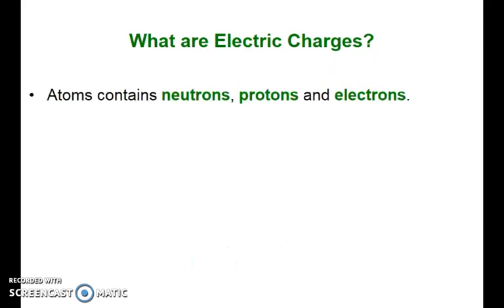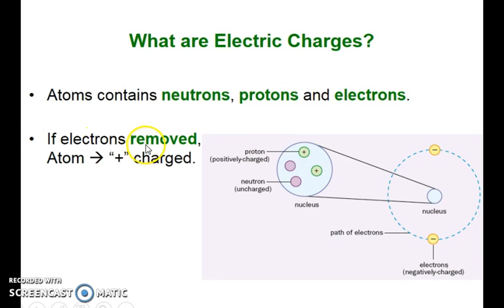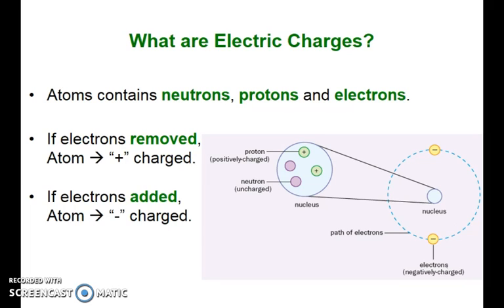As you know, atoms consist of three main things: neutrons, protons, and electrons. If I remove electrons, my atom becomes positively charged, because with electrons removed there are more positive charges than negative charges. The opposite is, if I add electrons, the atom will become negatively charged. Remember the start of my simulation? When the number of electrons is the same as the number of protons, my atom is neutral.